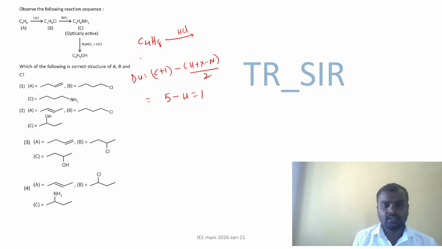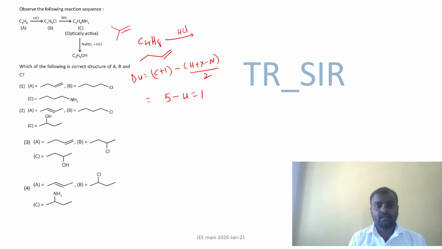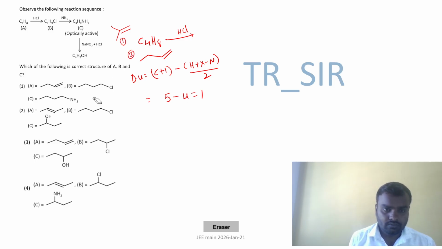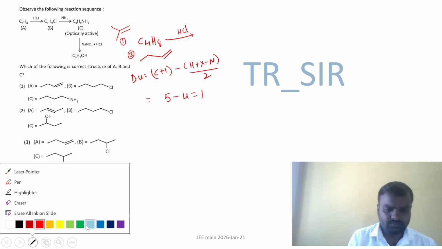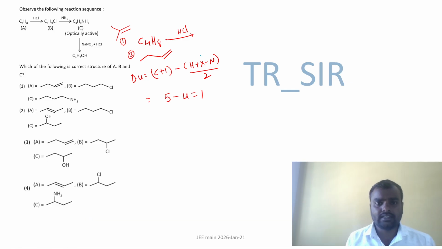1 DU is there, which means it can be like this. In any case, a pi bond should be present. It can also be like this. We'll see which one will come. Either A will come or B will come. Instead of A and B, we can take 1 and 2. Now let me go with the second one and check whether it's coming or not. If it is coming, that is the right answer. If it's not coming, that is not the right answer.